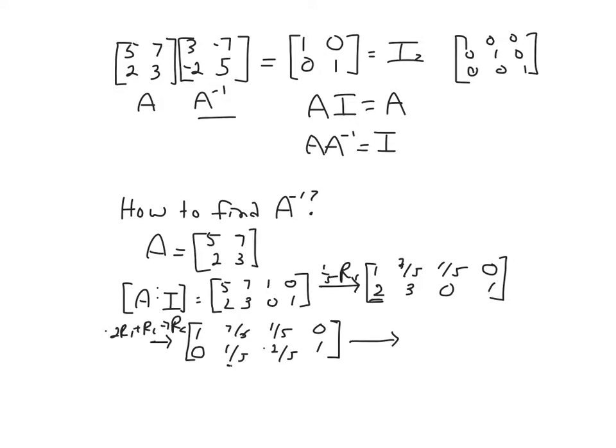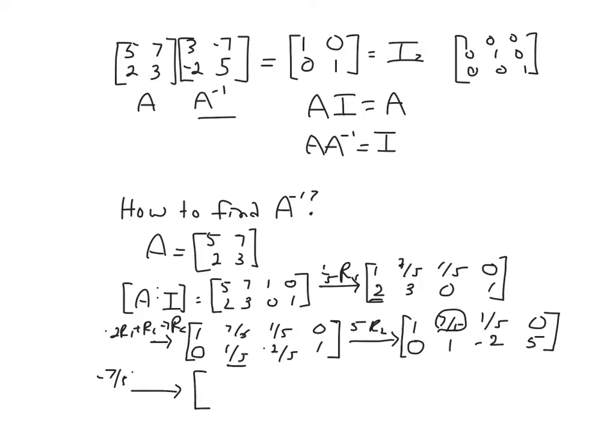The next thing we want to do is turn this into a 1. So we've done this before. That's going to be 0, 1, -2, and 5. I got that by multiplying that second row by 5. So let me write that: 5 times row 2. And now for our last row reduction operation, we want a 0 in that position. So we're going to do negative 7/5 times R2 plus R1.